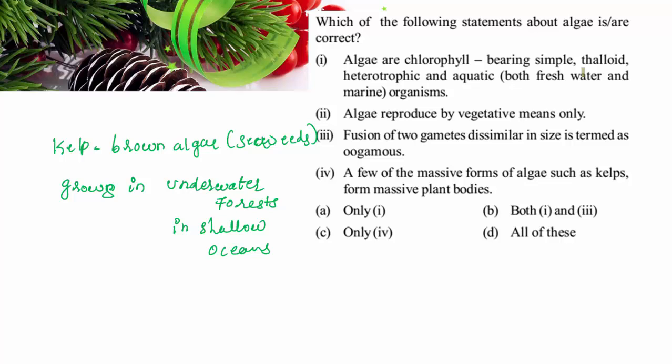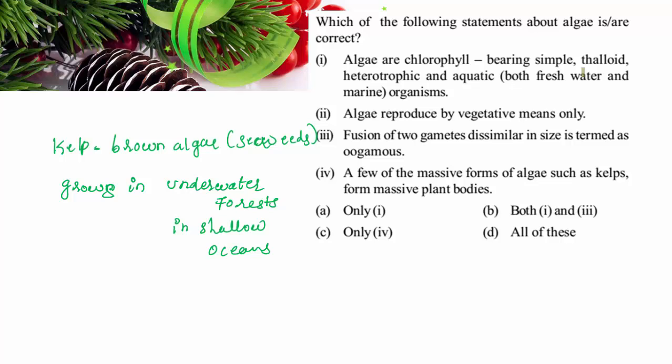Algae are chlorophyll bearing simple thalloid. Up to this one it is correct. Even the next word, aquatic, growing in both fresh and marine water, is also correct. But heterotrophic is a wrong word, because algae are autotrophic. When any organism contains chlorophyll, it is able to carry out photosynthesis. So algae are autotrophic, they are not heterotrophic.